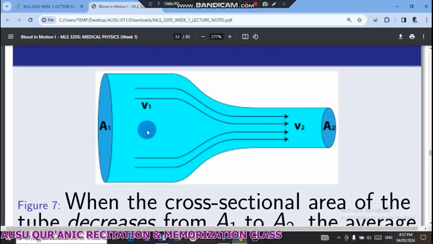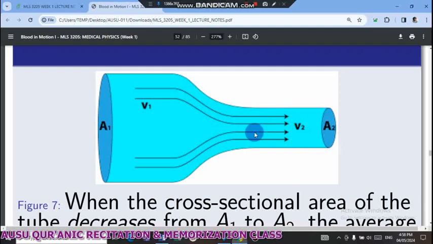Okay, look at this one. This is figure 7 they are talking about. Look at this region. It's a very large region, and I have the area as A1 and the speed is V1. So they are saying because this A1 is large, the speed of the liquid here is small. But now that it has entered a region with small cross-sectional area, the speed will increase. As the liquid passes through here, it will move faster. That is what they are saying.